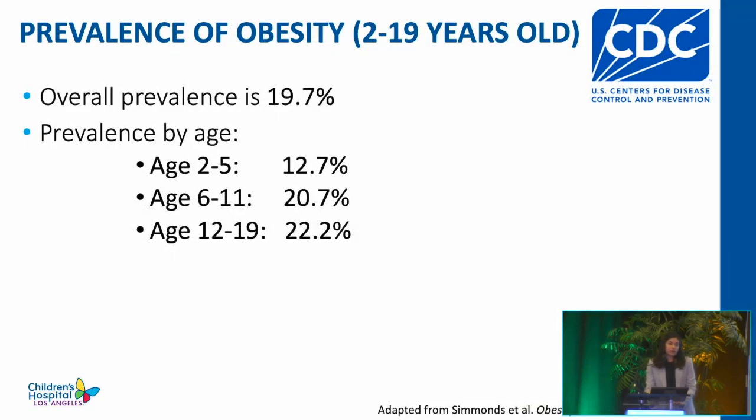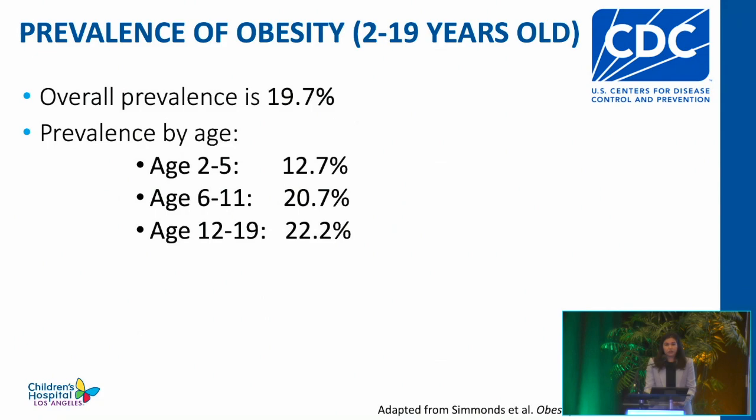So the CDC tells us that in those 2 to 19 years old, the overall prevalence of obesity is about 20%. And this rate has almost quadrupled since the 1960s, whereby in 1963, only 5% of youth were obese. And on top of this 20% who are obese, we have an additional 16% who are overweight. So why is childhood obesity so prevalent?